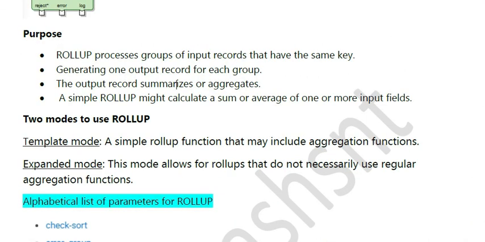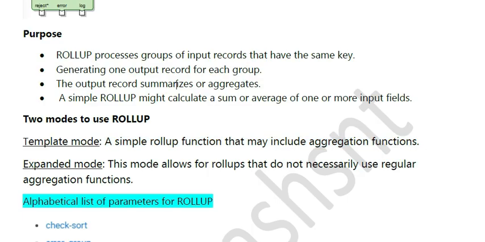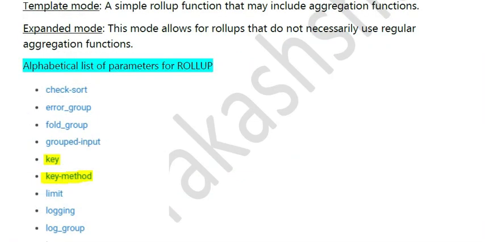So Rollup provides two types of modes. The first one is template mode and another one is expanded mode. So when should we use template mode and when should we use expanded mode? Template mode is basic, where we use basic aggregate functions. There is a list of predefined functions, and those we can use in template mode. But in expanded mode, we are not limited to predefined aggregate functions. Here you can use your user defined functions, means your own functions. It will give you more control. So details will be discussed in a further video.